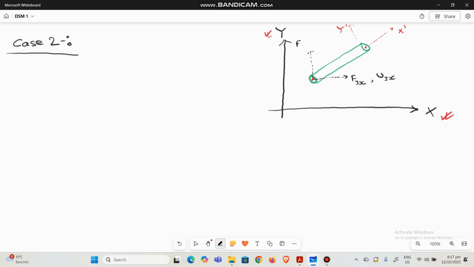So this is f1y, and you will have u1y. Okay, and for node 2 along the global direction, you will have f2 along x, u2x, and then along y you will have f2y and u2y. So we did not use any dashes here because it's global.